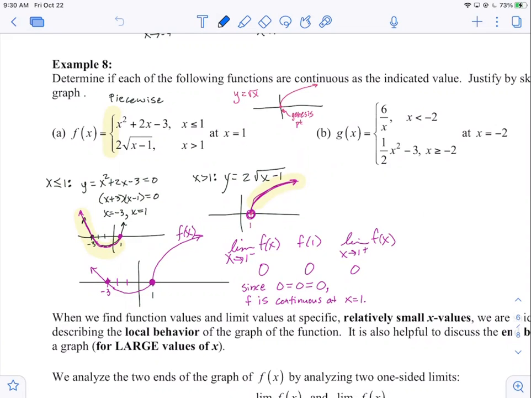Now, of course, once we had the graph, it was easy to determine if it was continuous at 1 or not. 1 being the point where it exchanged from one graph to the other. The limit from the left was 0, the function value was 0, and the limit from the right was 0. Since 0 equals 0 equals 0, you got to say all three, f was continuous at 1. Okay. Now, how are we going to be able to do that in the future more quickly, without sketching the graph? I'm going to show you.